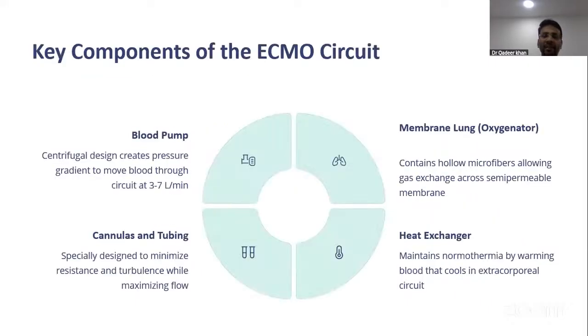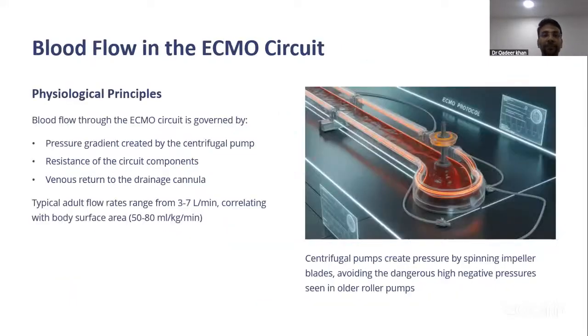The key components, as I told, that we need to understand: first are the cannulas, then the blood pump, and from there it goes into a membrane lung or oxygenator. And if you want, a heat exchanger will be there, cannulas and tubings, all these return cannulas will be there. So these are the major components of the ECMO circuit. The basic principle of ECMO, why we need to initiate, is that we need to maintain circulation, we need to maintain oxygenation, and we need to maintain perfusion to different organs to prevent organ dysfunction.